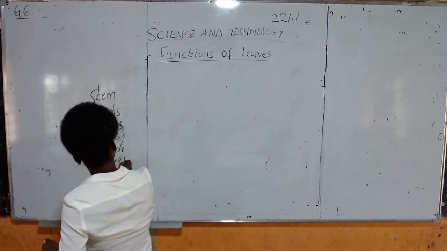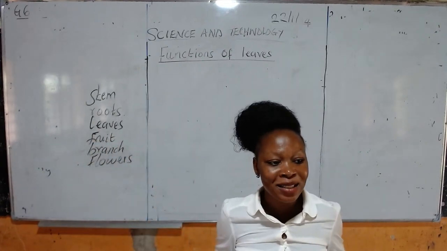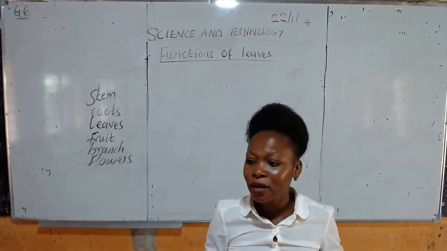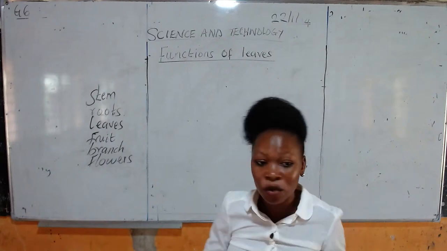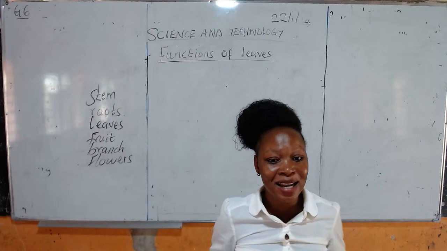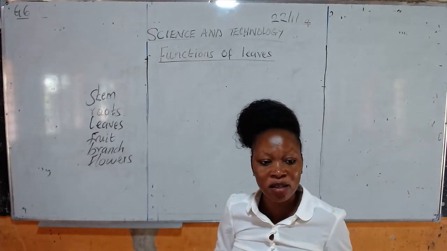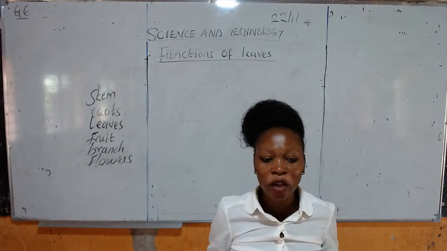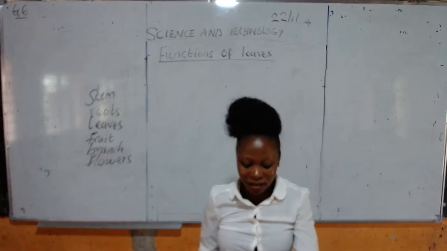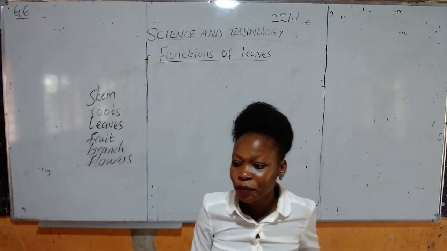Now, we say that the plant has different parts, okay? It is these parts that make up the plant. Are we together? So we were discussing on the functions of roots, which we are done. In Thursday's lesson, we were discussing on functions of leaves. But unfortunately, we did not finish up. So I'm going to take you through the function of leaves. Then later, we shall discuss something else. Are we together?